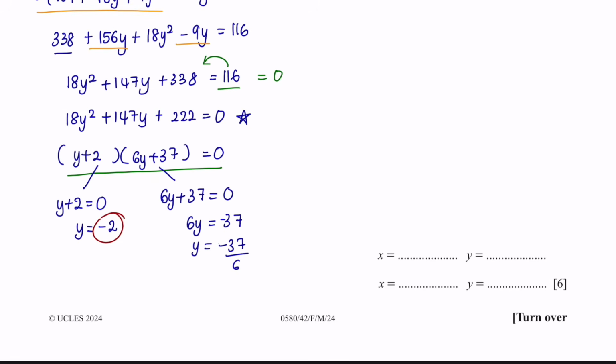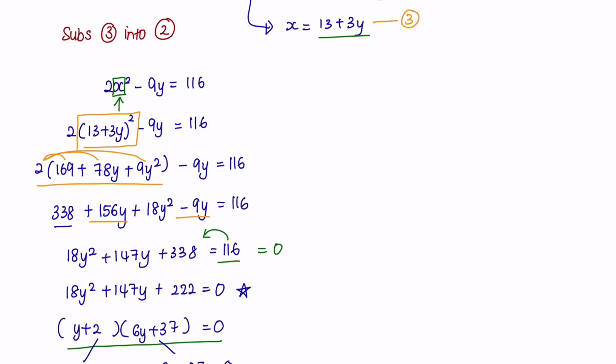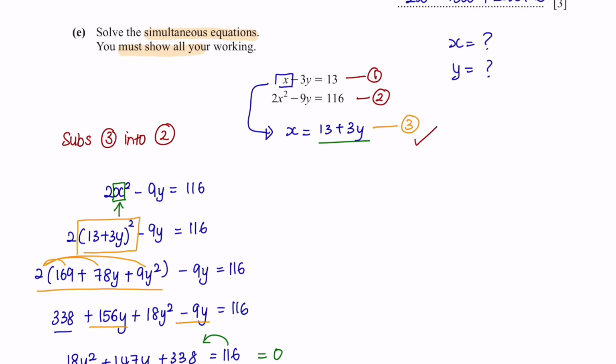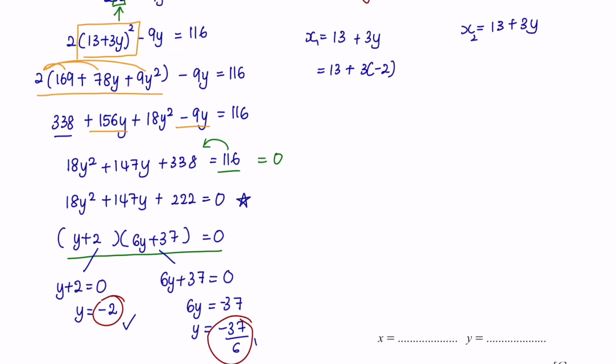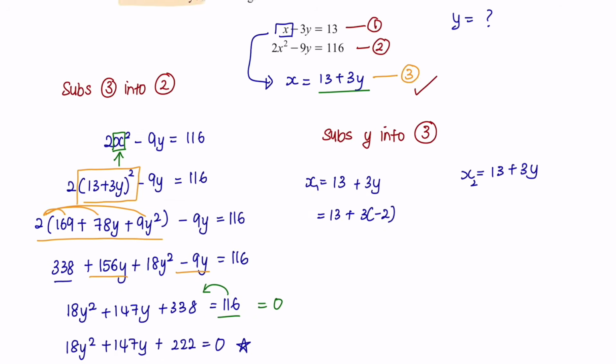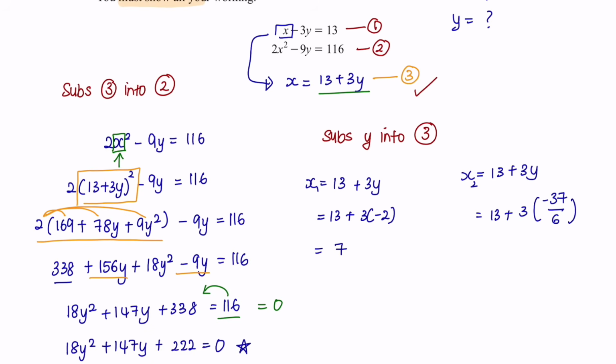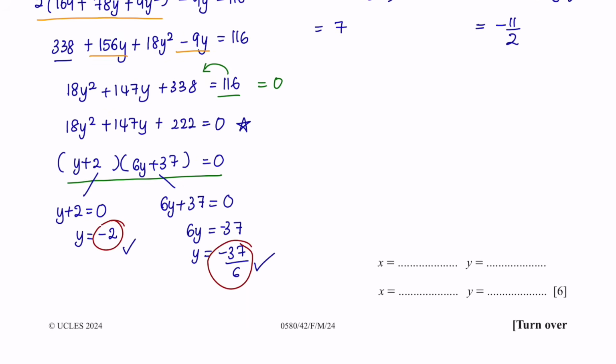Now we have the value of y and we can substitute it back into the third equation. Since we have two values of y, we will also obtain two values of x. The first value of y was -2 and the second value of y was -37 over 6. The first x is 7 and the second one is -11 over 2. So we can write down the values over here.